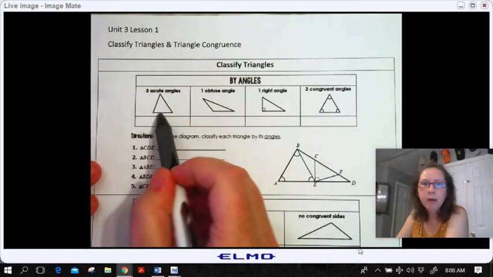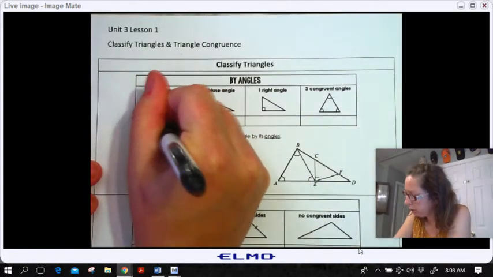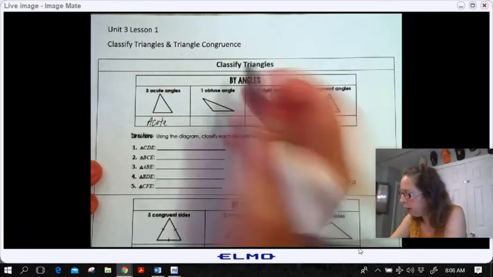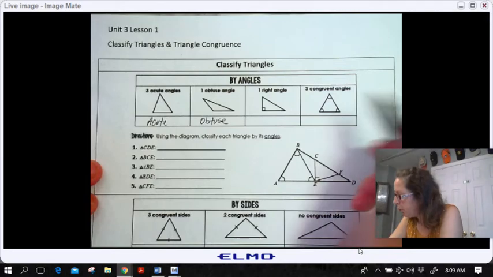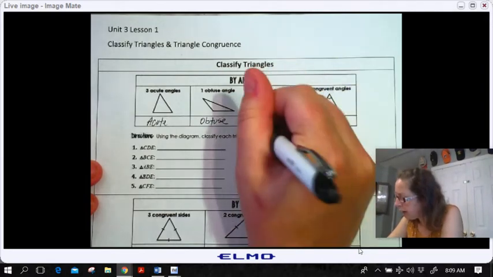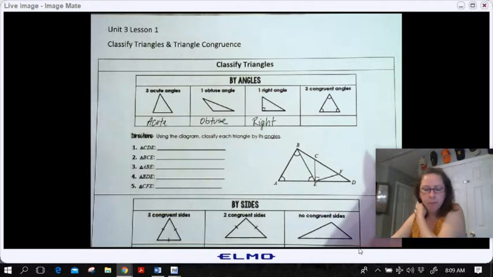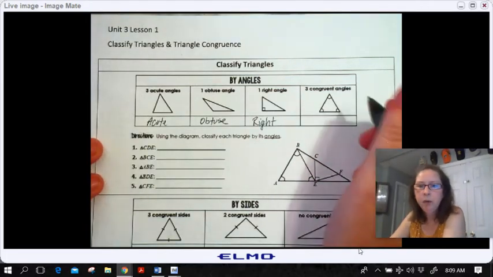If it has 3 acute angles, it is an acute triangle. If it has 1 obtuse angle, it is obtuse. 1 right angle means it is a right triangle. And if it has 3 equal angles, it is equiangular.